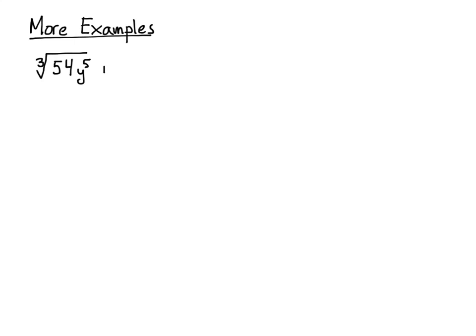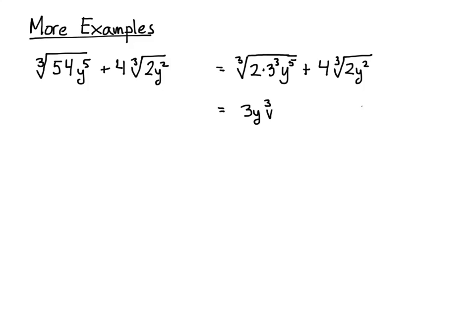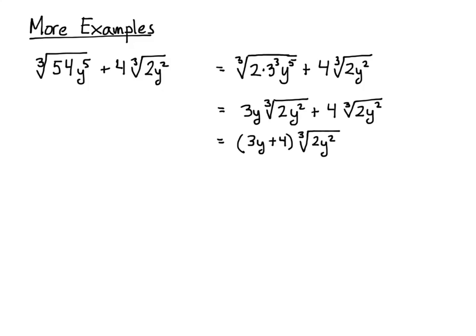Okay, here's a few more examples, and they're a little bit more complicated. So here we have the cube root of 54y to the fifth, and 4 times the cube root of 2y squared. By factoring, we simplify them first, and then we notice we have a common cube root of 2y squared, and what I want to do here is add the 3y plus the 4, so what I'm going to get then is, in parentheses, 3y plus 4 times the cube root of 2y squared.